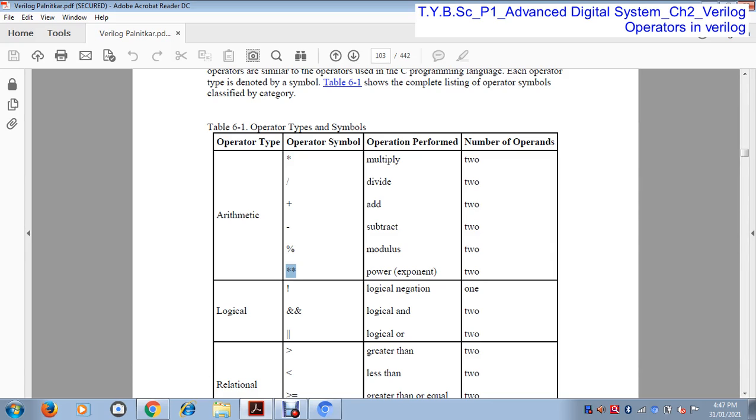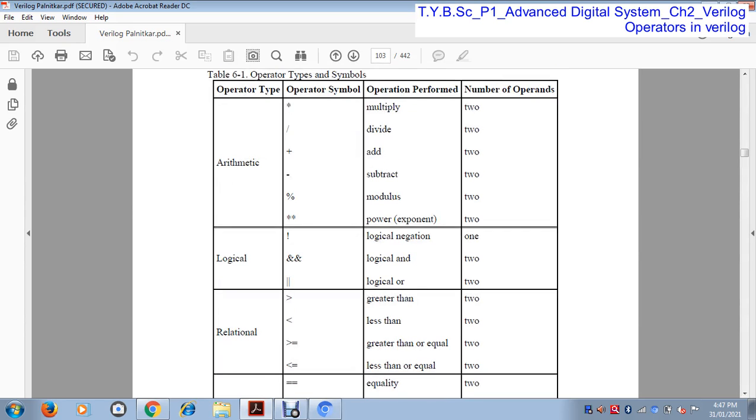The multiplication operator has two operands, that means it is a binary operator. Divide, this operator has two operands, that means it is also a binary operator. Addition, subtraction, modulus, and power, all these arithmetic operators have two operands, that means they are a type of binary operator.